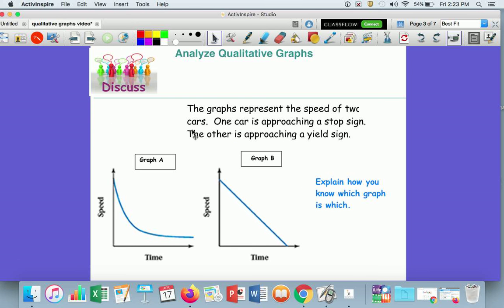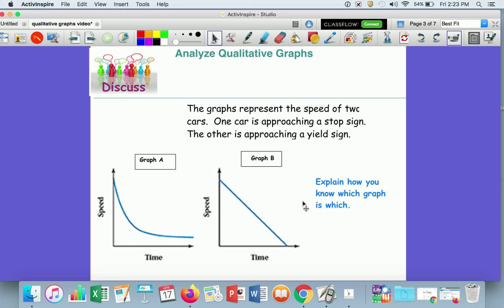This graph represents the speed of two cars. One car is approaching a stop sign and the other is approaching a yield sign. Graph A shows a curved line, which means this car does not slow down at a constant rate. It also doesn't hit the x-axis, so we know the car doesn't stop. Graph B shows the car slowing down at a constant rate and stopping. You know it stopped because it hit the x-axis.